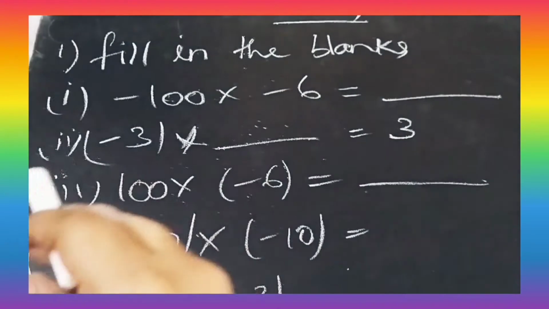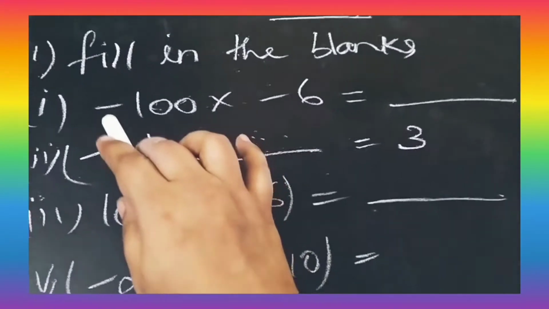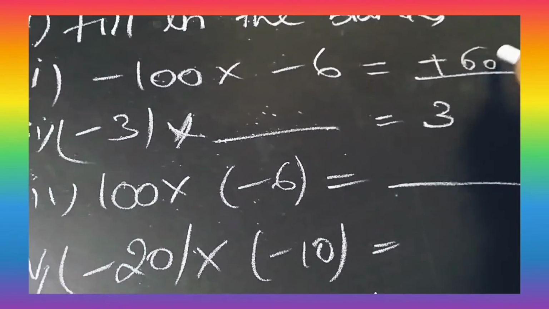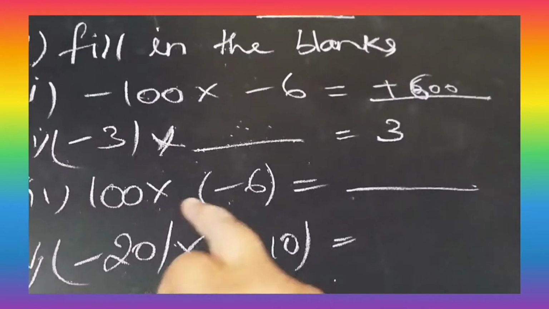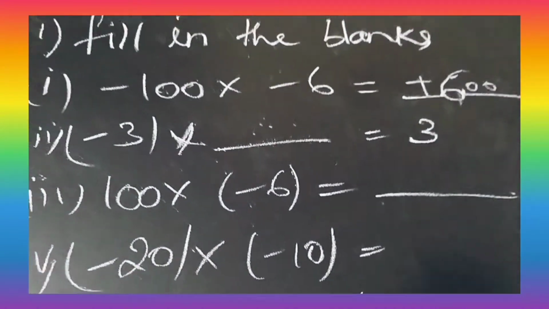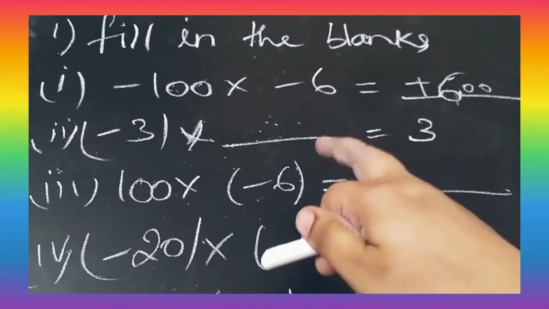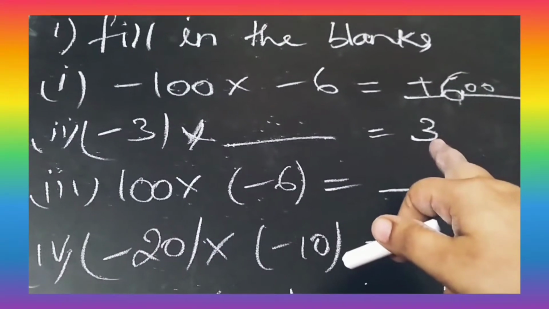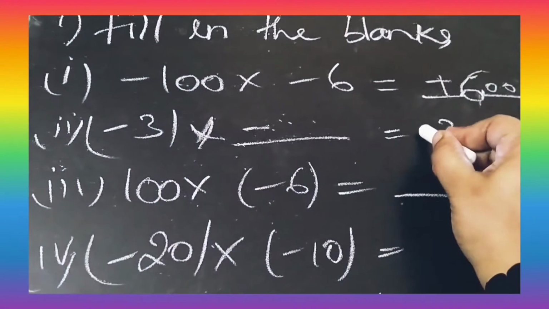Exercise 4, first sum is fill in the blanks. First one is minus 100 into minus 6. First we'll multiply the symbols. Minus into minus is plus. 100 into 6 is 600. It is plus 600. Next one is minus 3 into blank is equal to 3. So the answer is 3 here. So what you have to do, you have to write minus into minus is plus. It is plus 3 now.